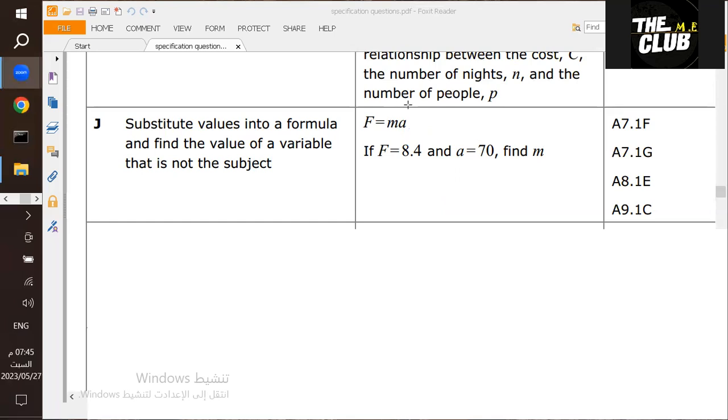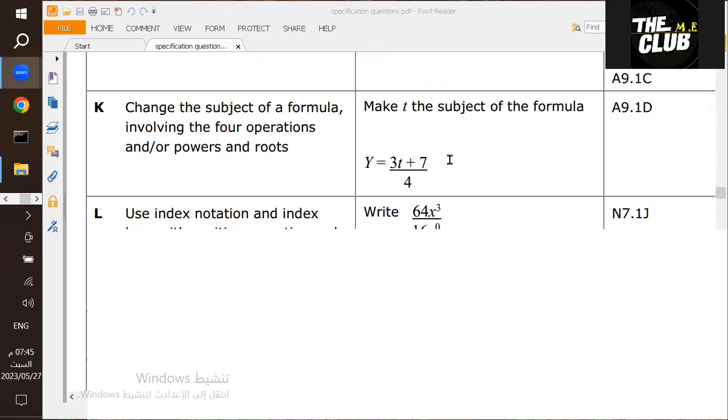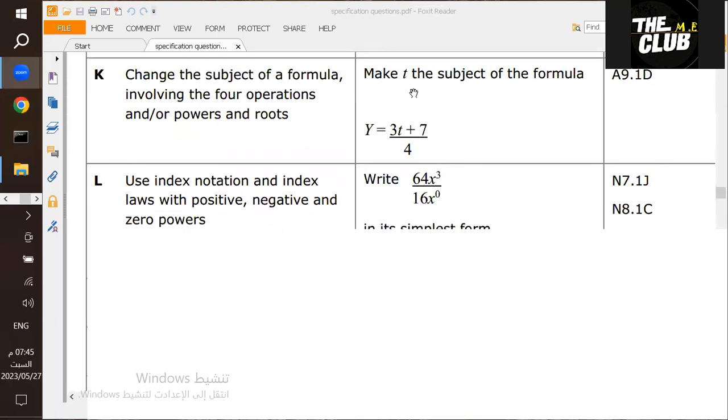Most of the questions here are ideas. They will give you the ideas. So if you know this, it means you can skip it. Go to the next one. That's the idea: making something the subject. For example, making T the subject, changing the subject of the formula.